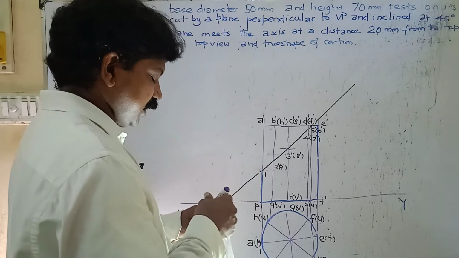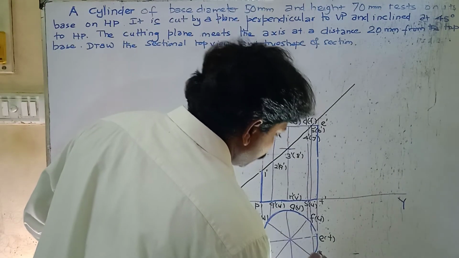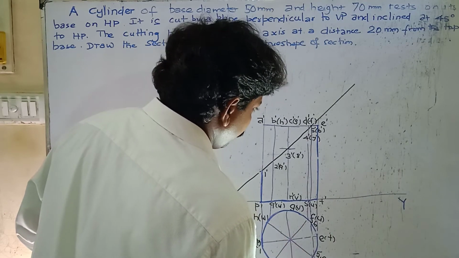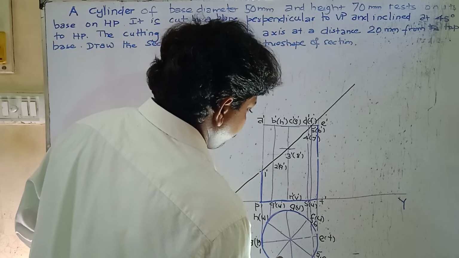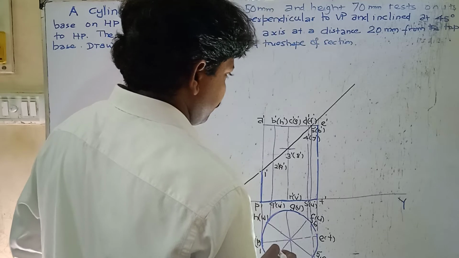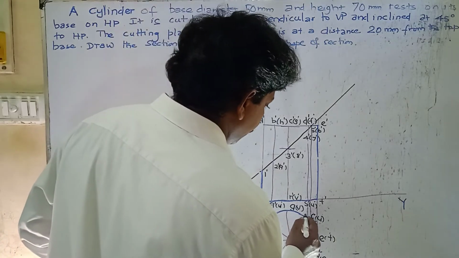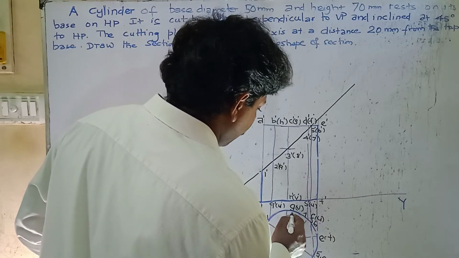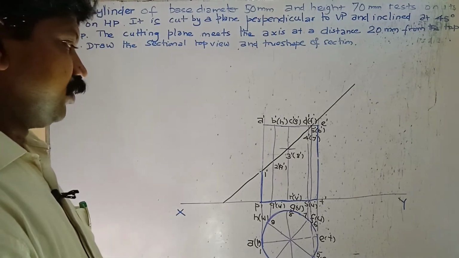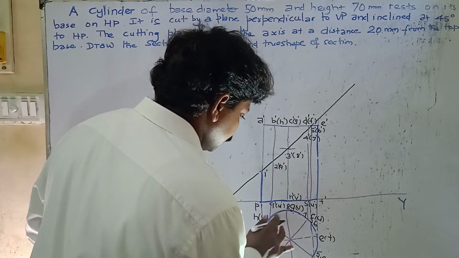So give the names to the cutting points: 5, 6, 7, 8, 9. Okay, these are the cutting points.